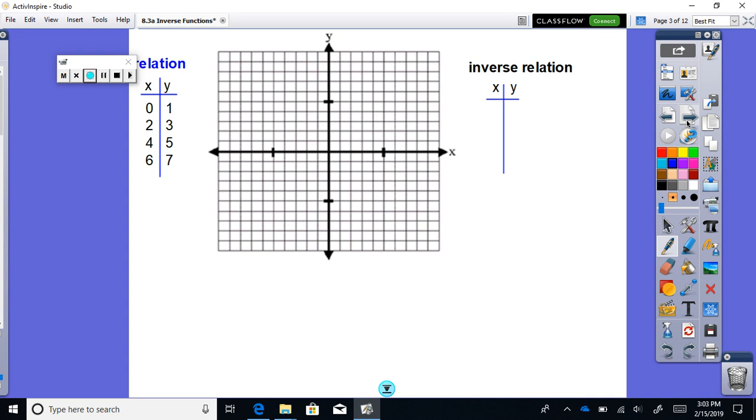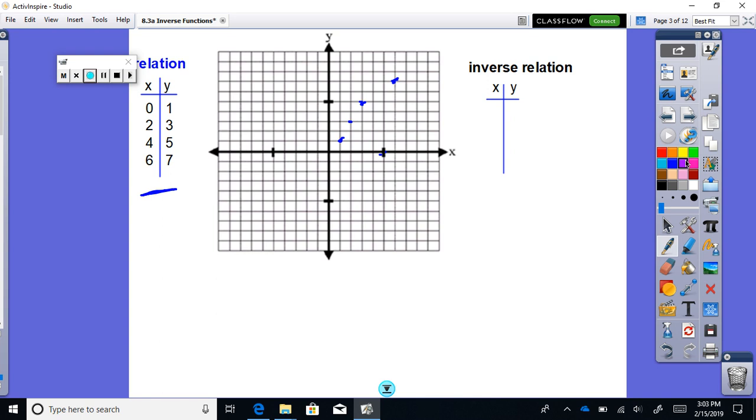map the x to the, or so the original relation takes x to y. The inverse relation maps y to x, basically. So the x and y switch. So for example, my first relation over here, I'm going to graph this. I have 0, 1, 2, 3, 4, 2, 3, 4, 5, and 6, 7. So here's my original relation, these points right there.